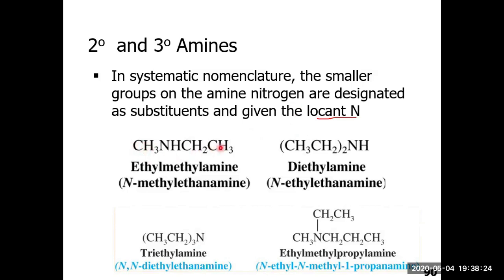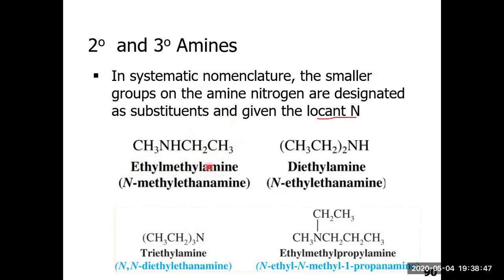So let's take a look at this example. We can actually use the earlier rules that we've discussed, and this molecule can be named as ethyl-methylamine. Again, we can just simply state the substituents bonded to the nitrogen and arrange these substituents in alphabetical order.